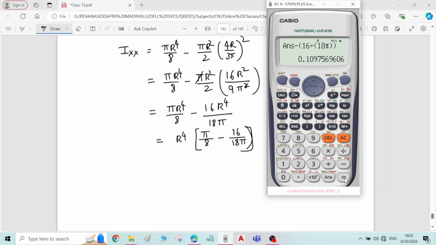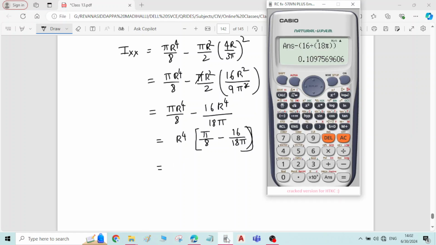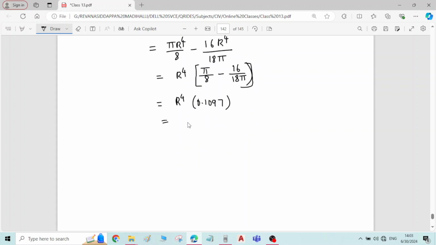Okay, so it is how much? 0.1097 r to the power of 4. We can round off this value as 0.11, okay, because 97 is there, no? So we can write this equation as 0.11 r to the power of 4, which is the formula for moment of inertia about x-axis.